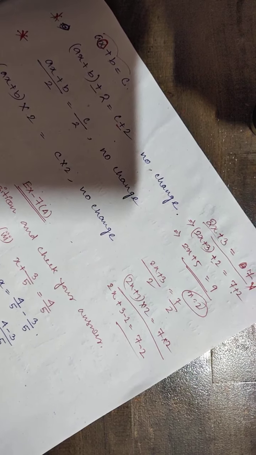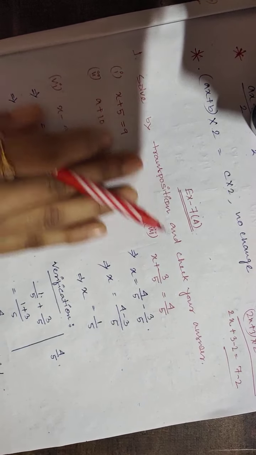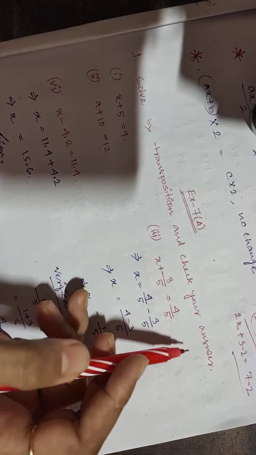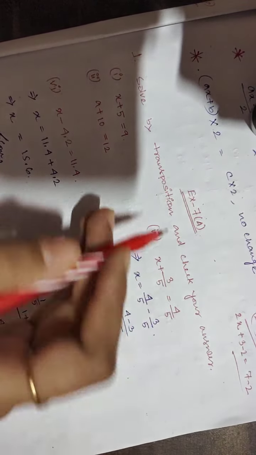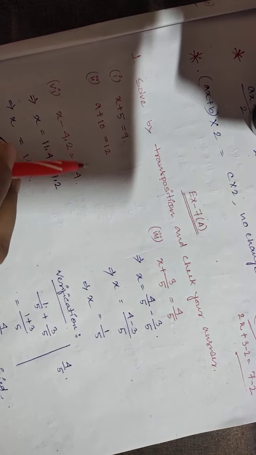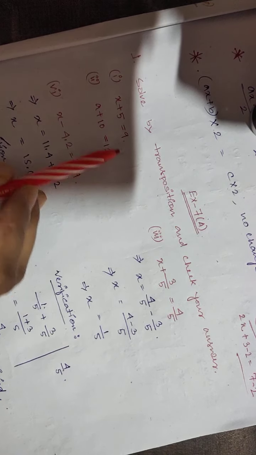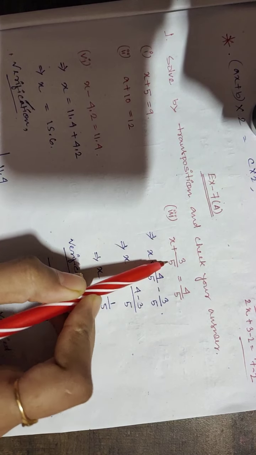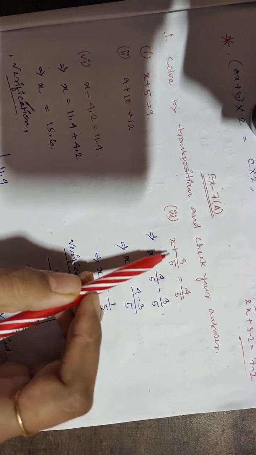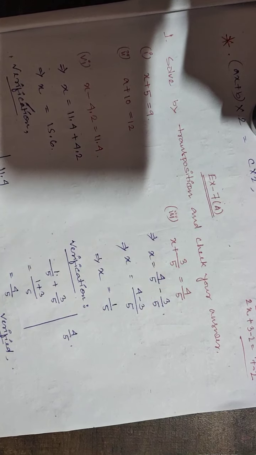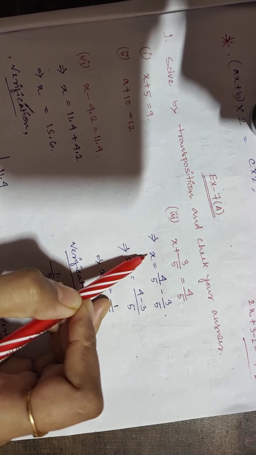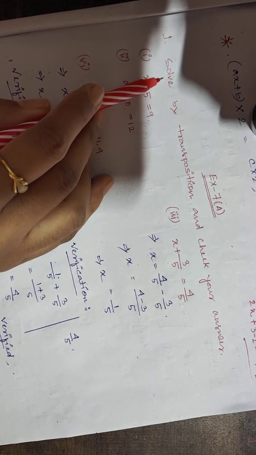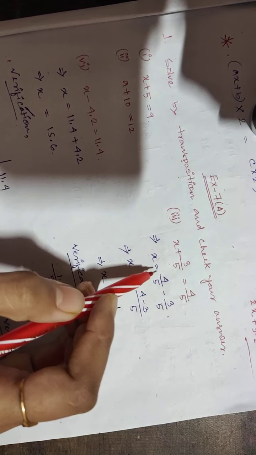Okay, now exercise, solve by transposition and check your answer. Transposition means shifting from this side to that side. So this one, x plus 3 by 5 is equal to 4 by 5. We need to find the value of x, because it is asking to solve. Solve means you have to find the unknown quantity's value.